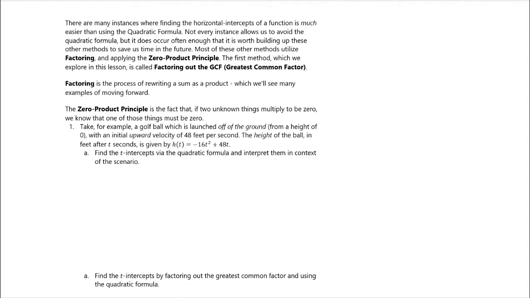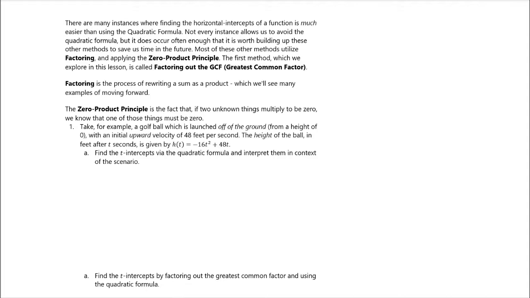So not every instance allows us to avoid the quadratic formula, but it does occur often enough that it's worth building up these other methods to save us time in the future. So this might seem a little weird. We have a method for finding them. Why do we need others? Well, we want to find easier ways. We want to save ourselves time in the future. And while that might take a little bit of learning in the process, once we've done this learning, it's going to afford us a lot of time later on.